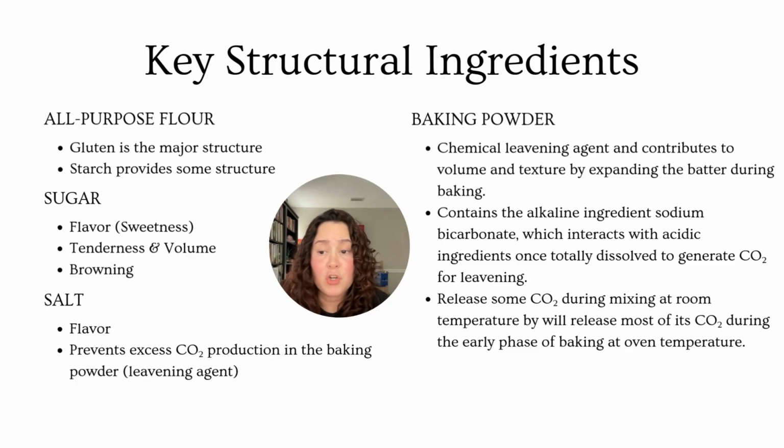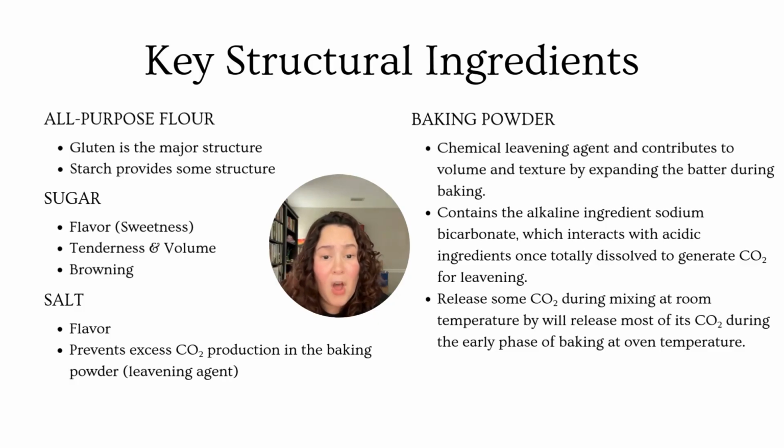On to sugar. Sugar provides flavor, obviously, but the sugar-amine reaction, when sugar is interacting with the different amino acids, contributes to color and browning. So we're thinking of the Maillard reaction, tenderness and volume. Sugar is a tenderizing agent by initially slowing the gluten development during mixing and then elevating the coagulation temperature of structural proteins so there is time for cell walls to stretch and volume to increase.